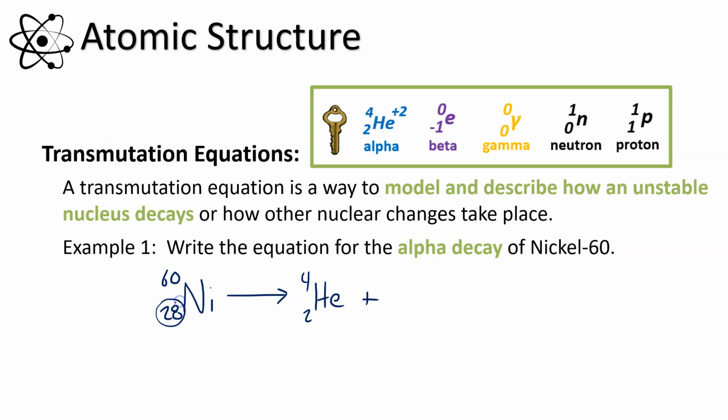Remember, if I start with 28 protons before the change, I need to end with a total of 28 protons after the change, which means this new particle has only 26, because 26 plus 2 is the 28 that I started with. Same thing with the masses. If I started with 60, my new particle has to have a mass of 56 to combine with that 4 to get 60. If you look up what element has an atomic number of 26, you would see that it's Fe, iron. So here's my alpha decay for nickel 60.